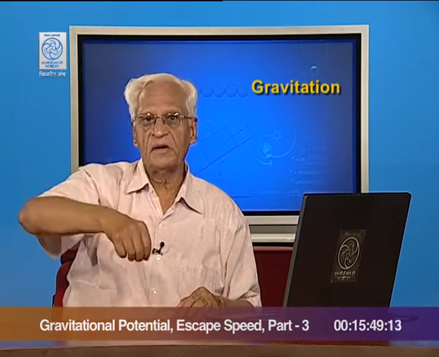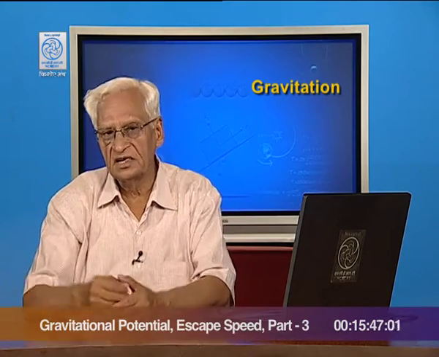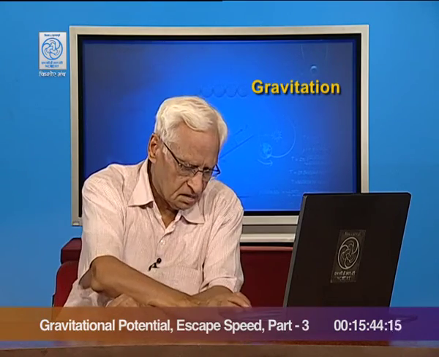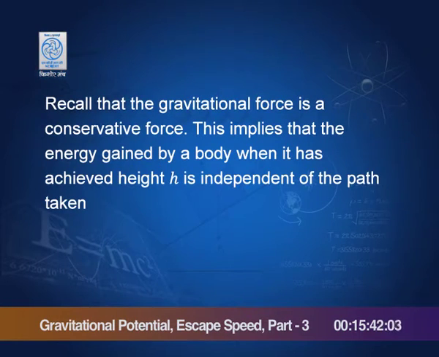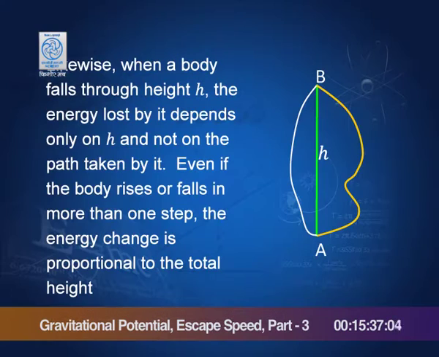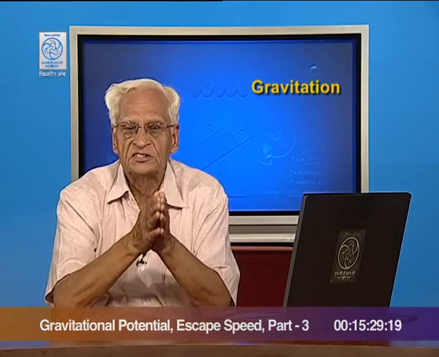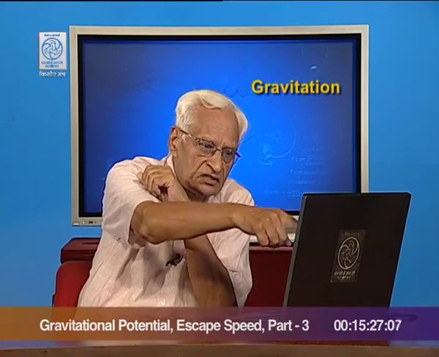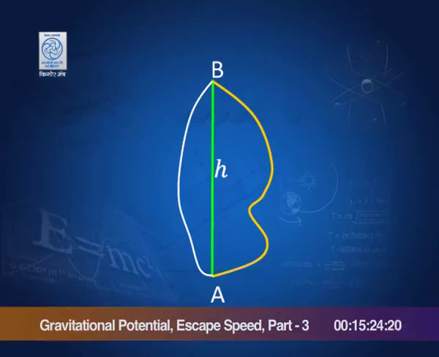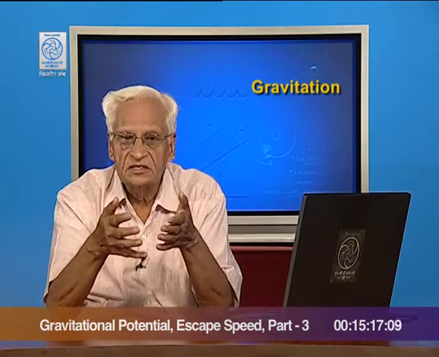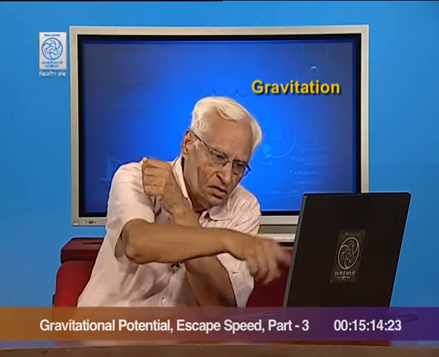When the particle falls back, it gives up its potential energy in the form of kinetic or other energies. We also recall that gravitational force is a central force. It is also a conservative force. So, if we go from A to B covering a height h, then the gain in potential energy is simply m g h, which does not depend upon the path taken.